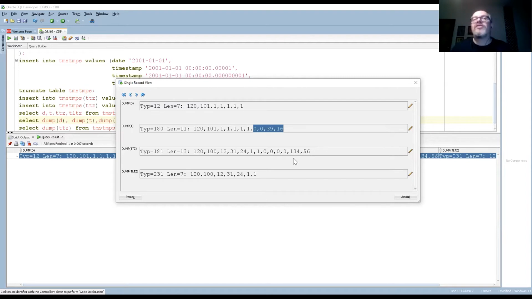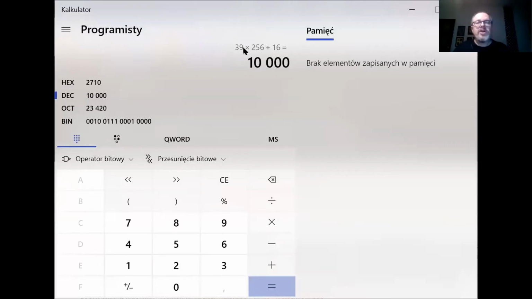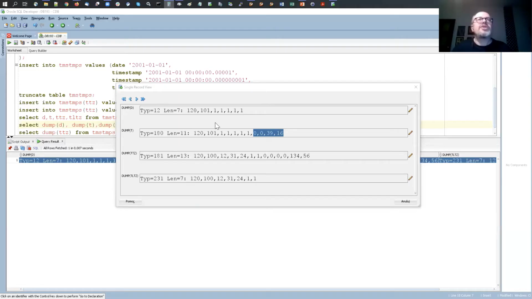This 4 bytes is the fractional part. These 2 bytes, if you calculate, just let me quickly share the calculator, right? This is 39 times 256 plus 16, right? So the first and the second byte is 10,000. So this is 10,000 billionths of a second, which is exactly this, 100,000th of a second, right? It's difficult numbers to pronounce. Forgive me if I misspelled it somehow.